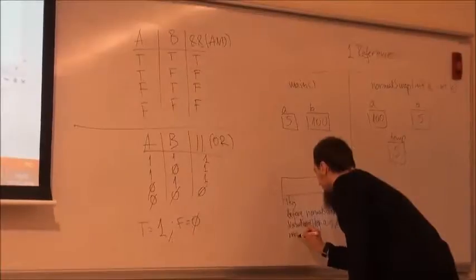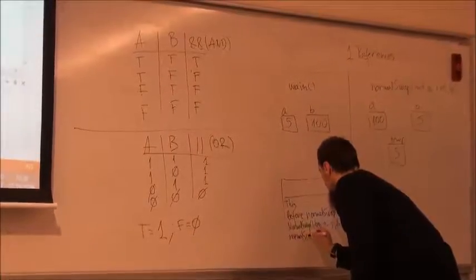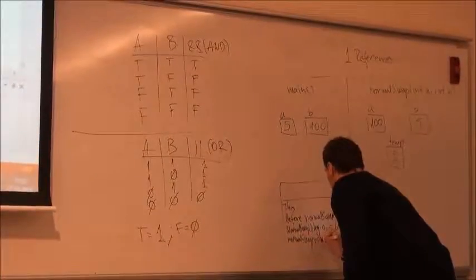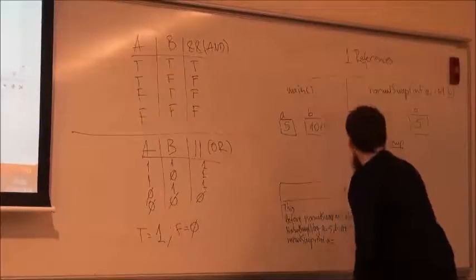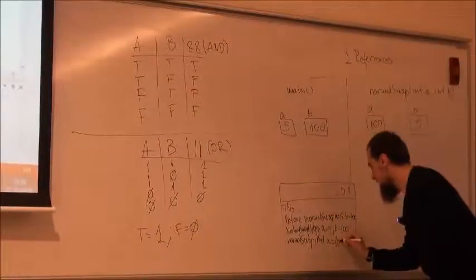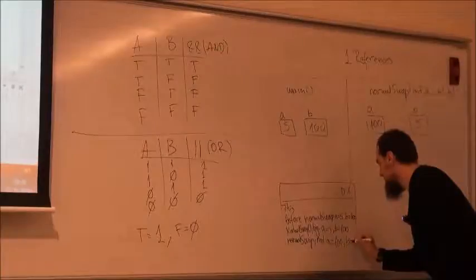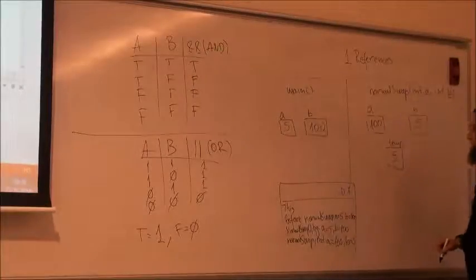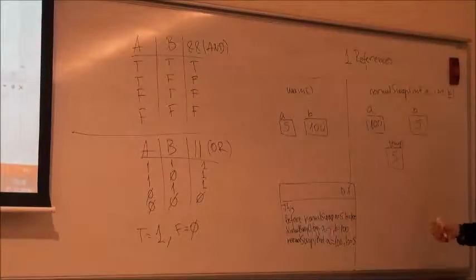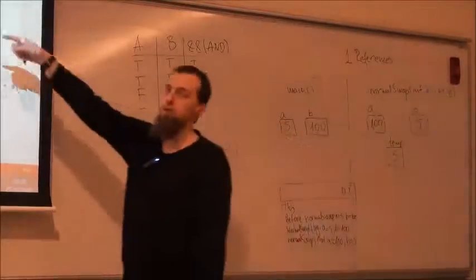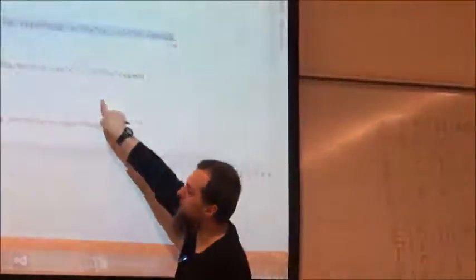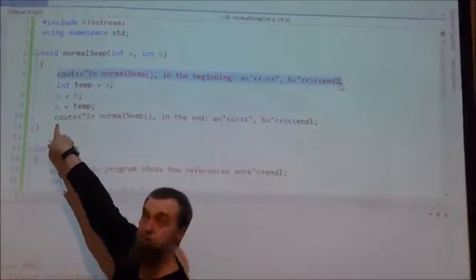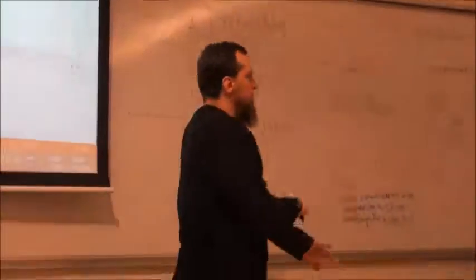So normal swap. In the end, A is equal to 100. B is equal to 5. I don't care about temp. Now the function is going to finish. We don't have any line. We don't need to write return because the return type, the value is void. We don't have to return anything.